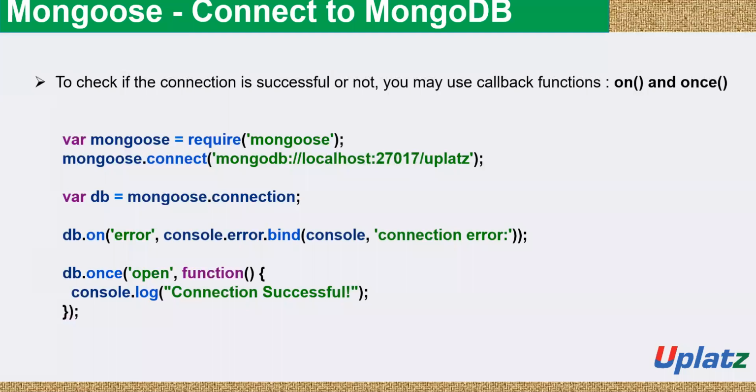We can make use of the once function whenever the connection is opened. The open event will be fired. As a part of that, we will write the logic inside a callback function indicating whether the connection is success or failure. So let's finish the steps to work with the callback functions on and once.